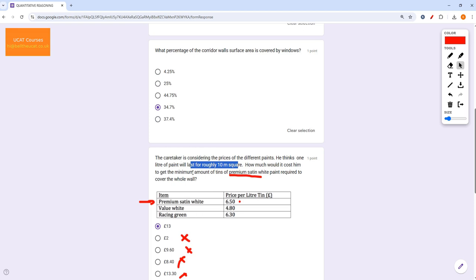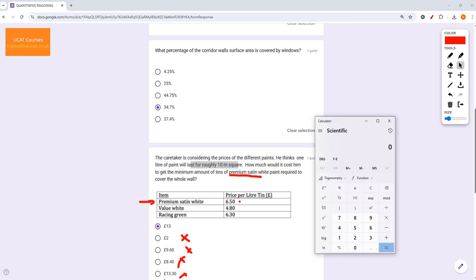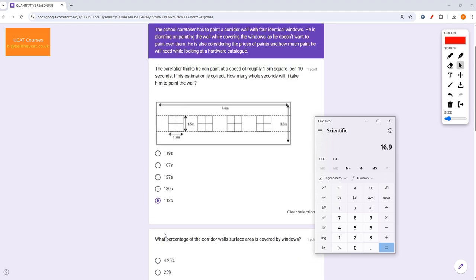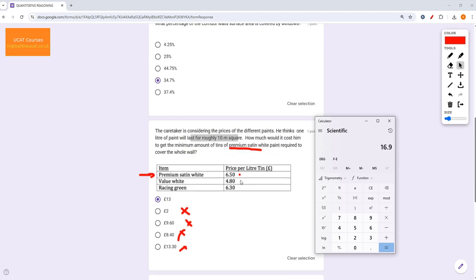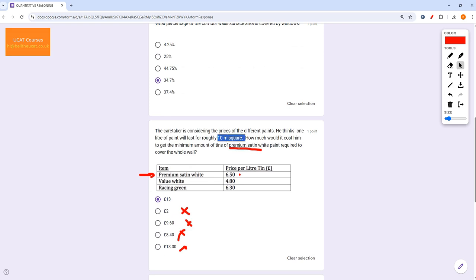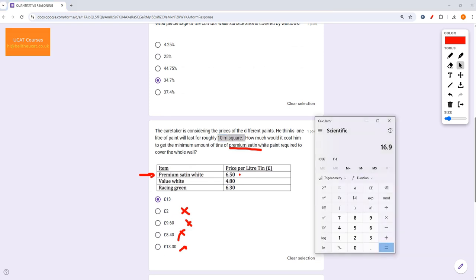Now the long-winded way. How much would it cost him to get the minimum amount? So how much is the overall? If you remember, 16.9 we worked out was the net area of this whole wall. Net area 16.9, premium satin. Each one costs how much? 10 meters square for 1 liter. Divided by 10, 1.69. So I need 1.69 tins.